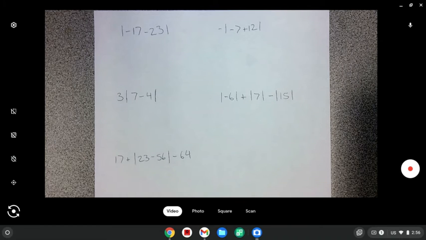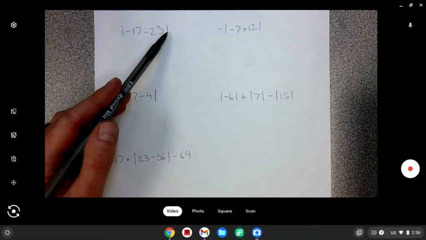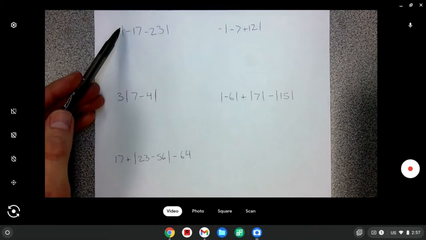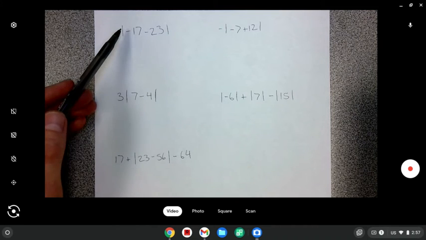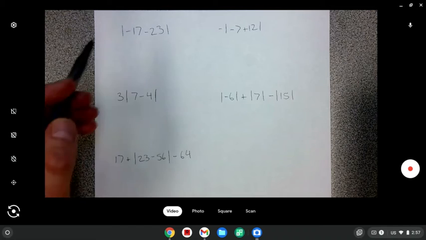Two important concepts with absolute value: these vertical bars are asking how far from zero is it? But before we can ask that question, here's the other important part. Before we can ask how far from zero is it, we have to get it down to one number. So these absolute value bars are a form of grouping. It's kind of like parentheses. So we need to do that first.